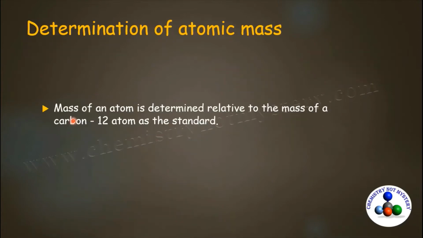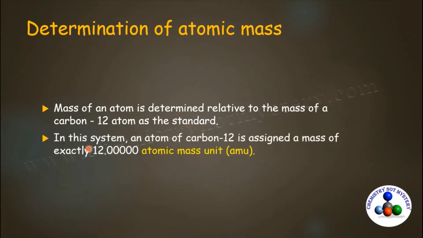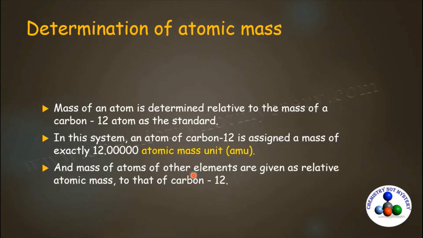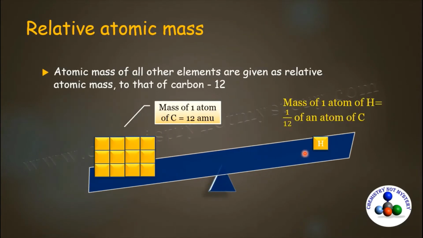Mass of an atom is determined relative to the mass of a carbon-12 atom as the standard. In this system, an atom of carbon-12 is assigned a mass of exactly 12.00 atomic mass units, or AMU. And the masses of atoms of other elements are given as relative atomic mass to that of carbon-12. For example, if we want to measure the mass of one atom of hydrogen, it is measured relative to the mass of one atom of carbon.